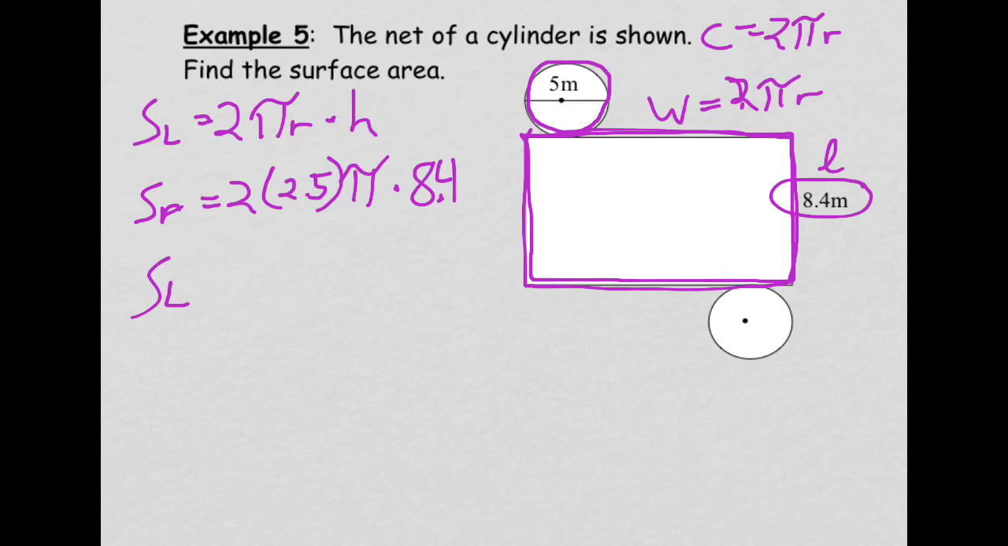This is L. This is surface area of lateral. So 2 times 2.5 is 5 pi, and then 5 times 8.4. I need to get out my handy-dandy little calculator for that, and when I do, let's see, 5 times pi times 8.4 is 131.9. Let's just round it up to 5. And that's meters squared.